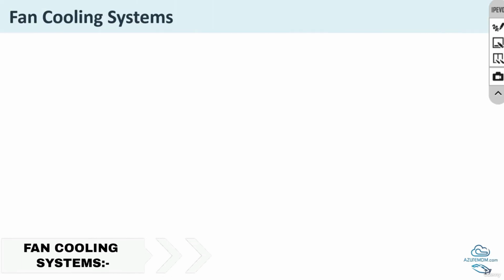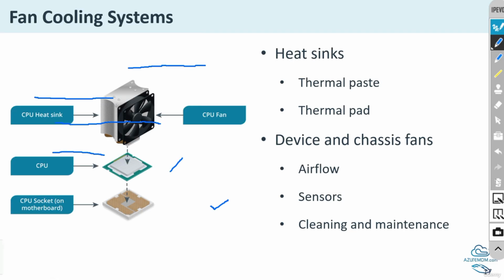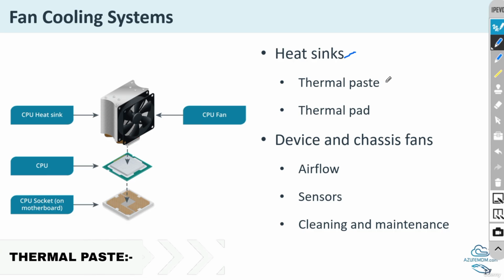Now let's understand the fan cooling system. Number one, heat sinks. Heat sinks are metal blocks that absorb heat from hot parts like CPUs and cool them down with fins. Thermal paste is a sticky paste that helps transfer heat from a chip to its heat sink more efficiently. Thermal pad is a soft, highly conductive pad used instead of paste for some components.